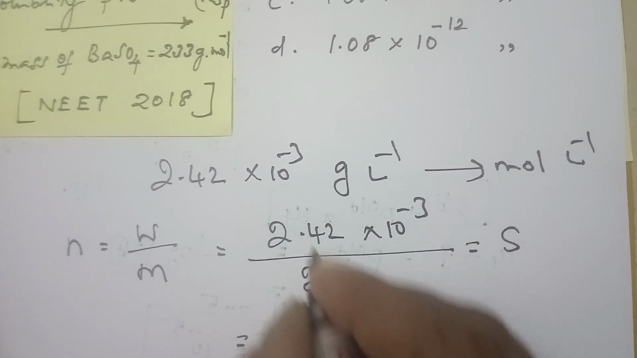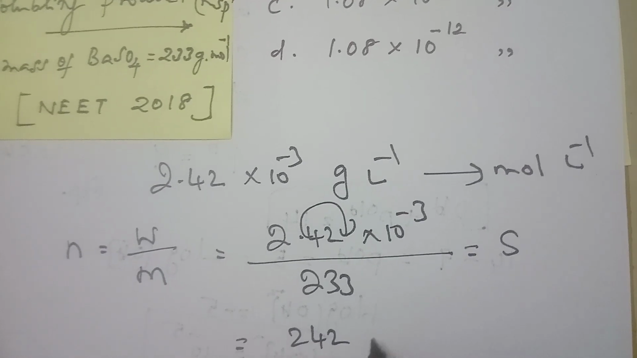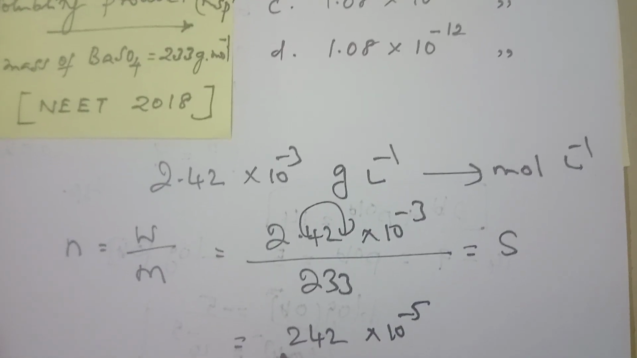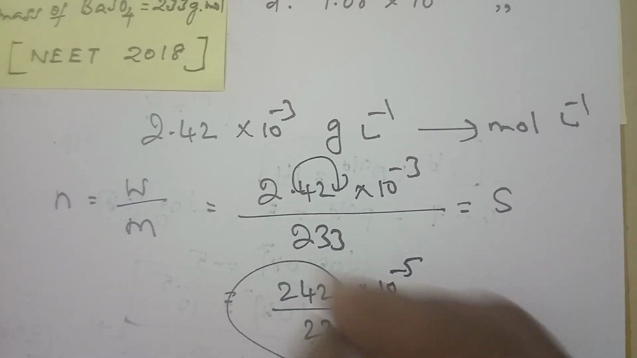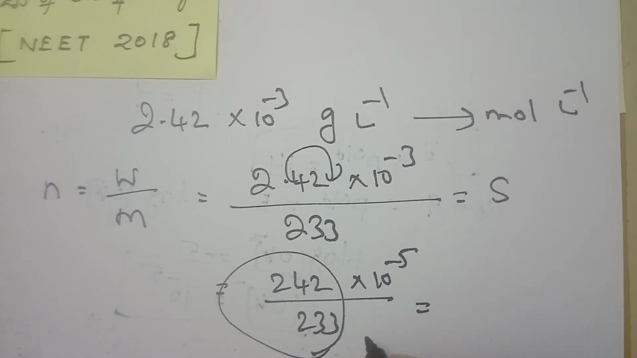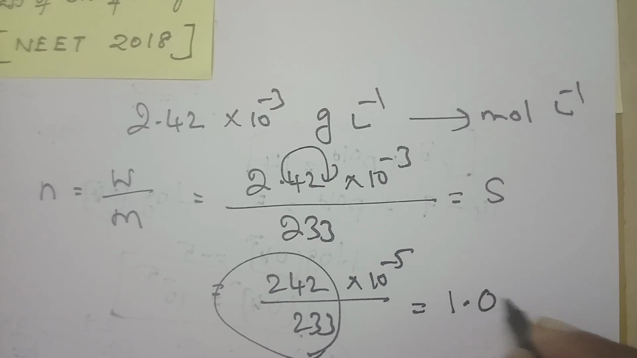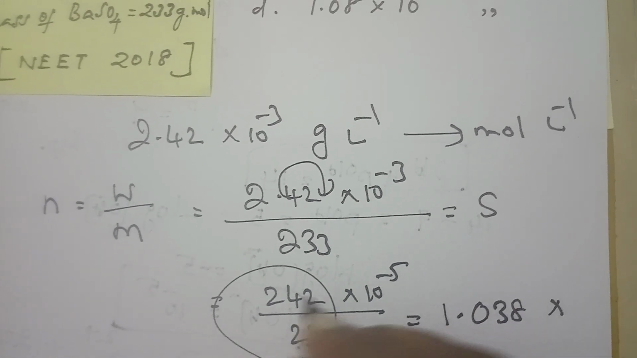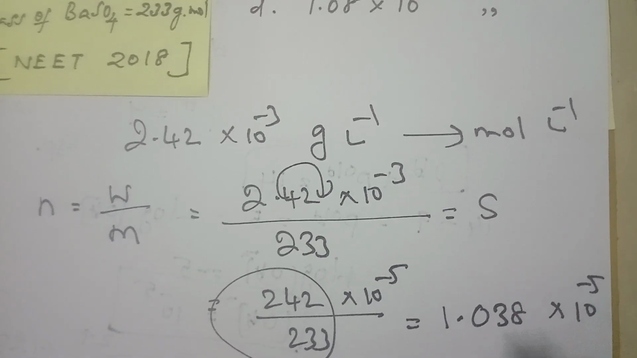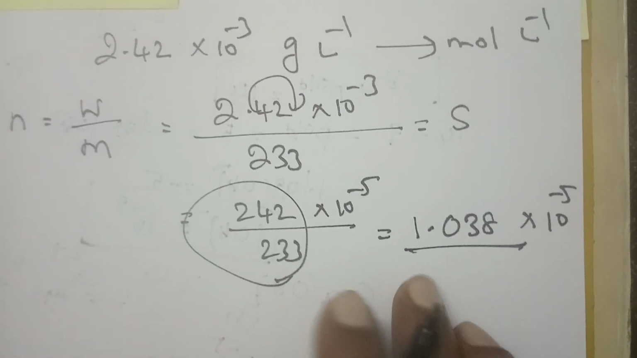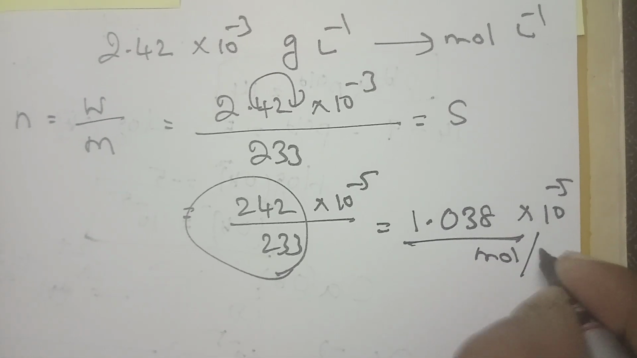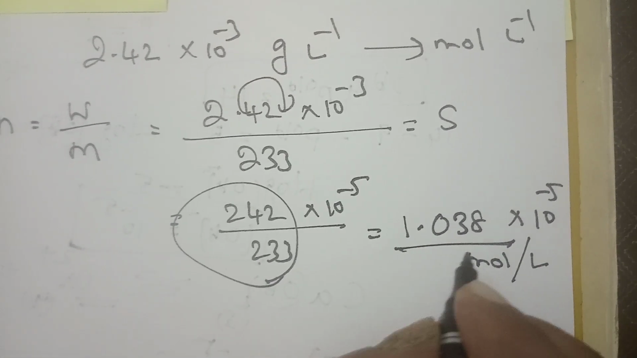Now you have to bring it: 242 into 10 power minus 5 divided by 233. This is on division, 242 divided by 233 gives 1.038 into, this is after calculation, of course, you are getting. So now what you are getting is only the converted moles per liter, that is the solubility.